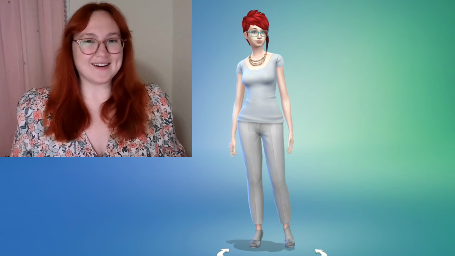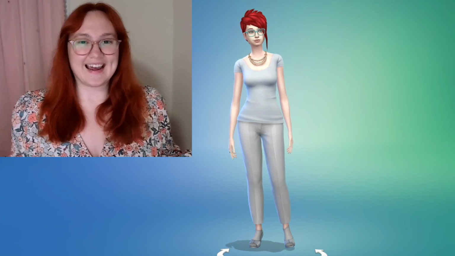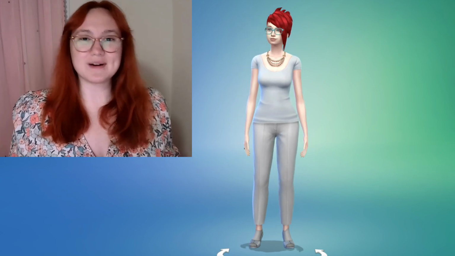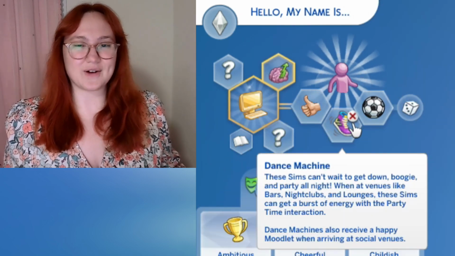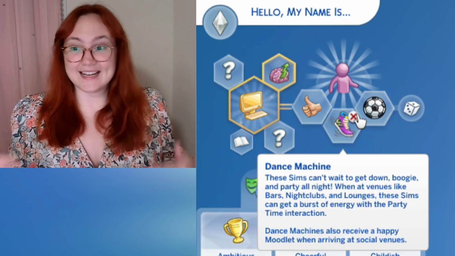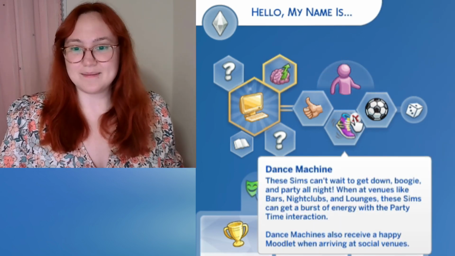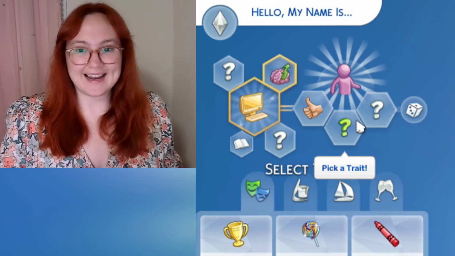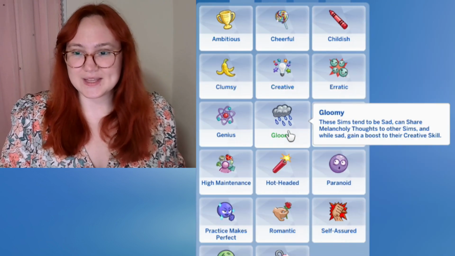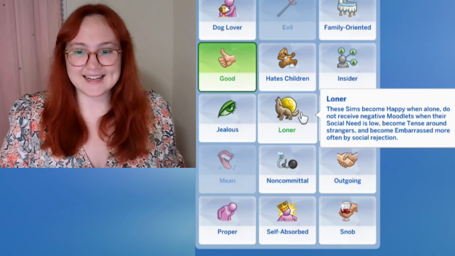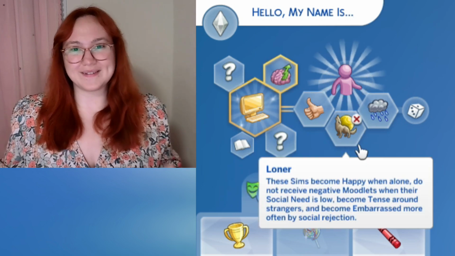So you may already see the problem that I'm seeing here. This character has no flaws, at least not right now. So we're gonna give her some. And some of the traits that she was given here don't really do much for us as far as telling a story goes, like dance machine and active. Okay? So we're gonna say bye-bye to dance machine and active. And we're going to say hello to the gloomy trait and the loner trait. So much better. We have a much more well-rounded protagonist.